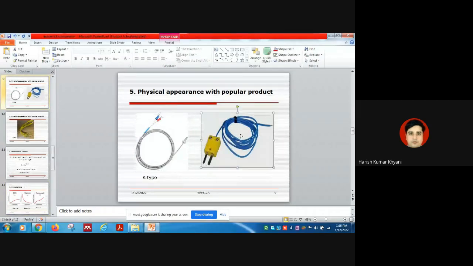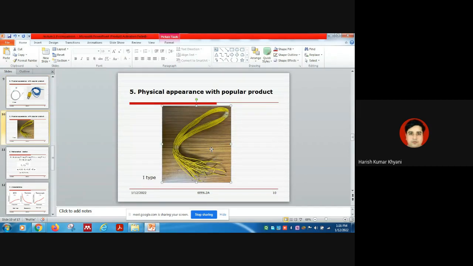And these two products are related to the thermocouples. Also K-type and some I-type materials are available in the market. Recently, for the application of solar energy, we have purchased these I-type thermocouples.